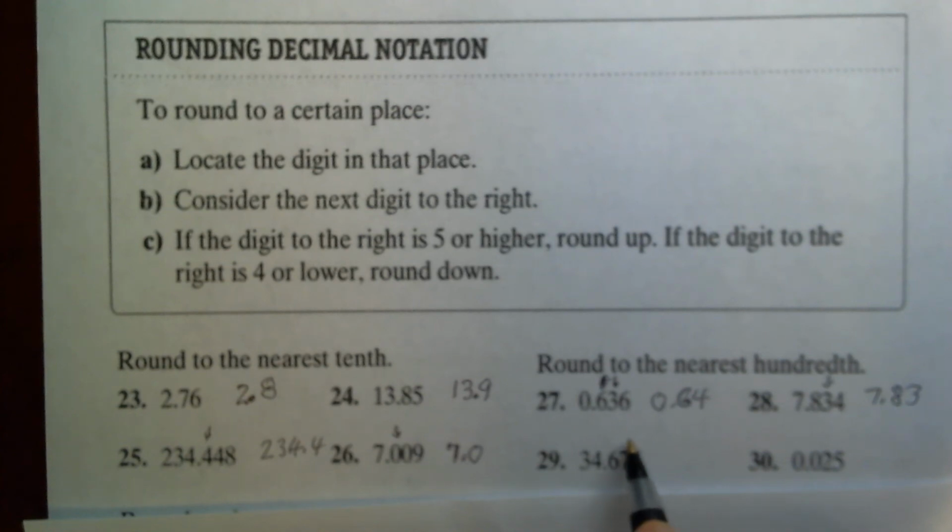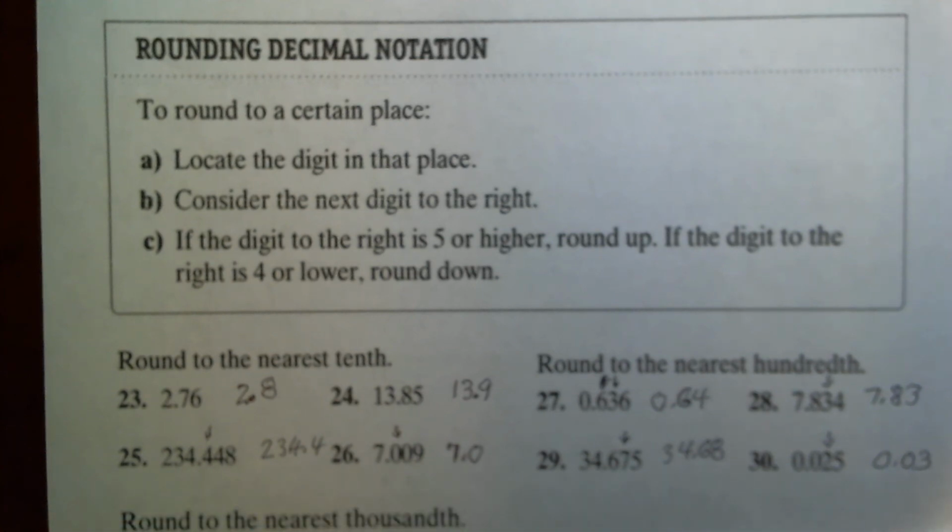In number 29, the hundredths is 7 here. Since it's followed by 5, we round it up to 8. In other words, this will be 34.68. And in number 30, the hundredths position is here, 0.025, the 2 followed by 5. So that means we round the 2 up to 3. This will be 0.03. In number 31, we are supposed to round to the nearest thousandth. So tenths, hundredths, thousandths, it will be here. Since the 3 is followed by 4, we round down. In other words, this will be 0.934.